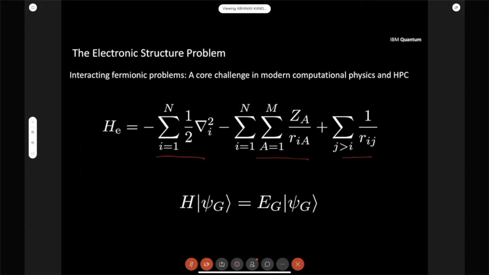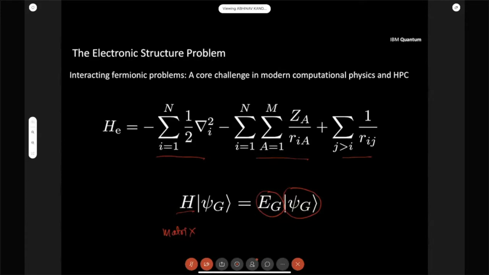Okay, so what are we solving? We're basically solving an eigenvalue problem here. Okay, given a Hamiltonian, we want to know what the lowest energy is and what is the lowest energy state. You've seen yesterday how you can basically have a matrix representation of this Hamiltonian, and essentially it amounts to diagonalizing that matrix.